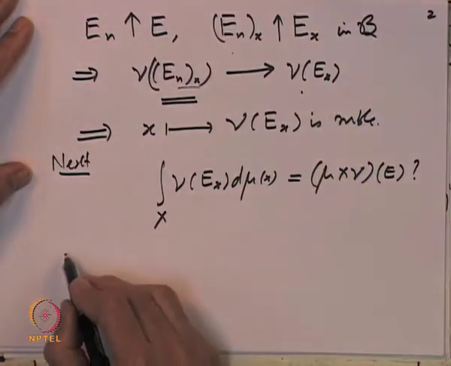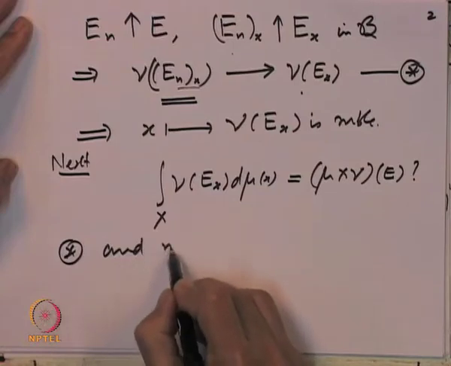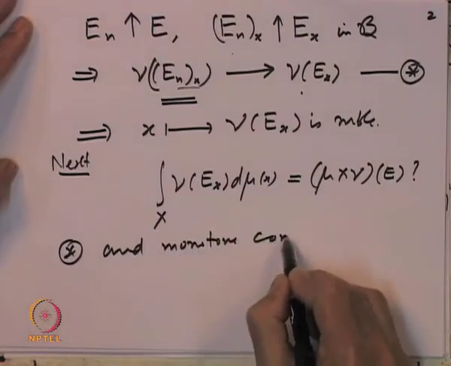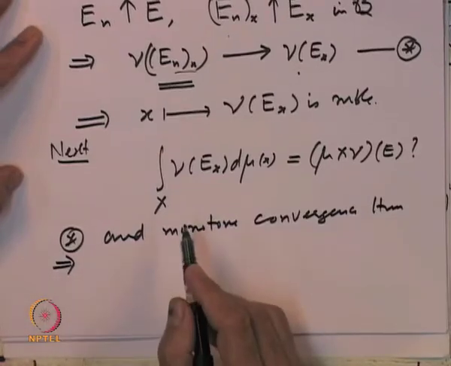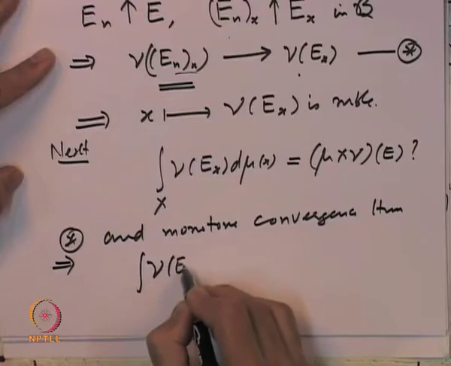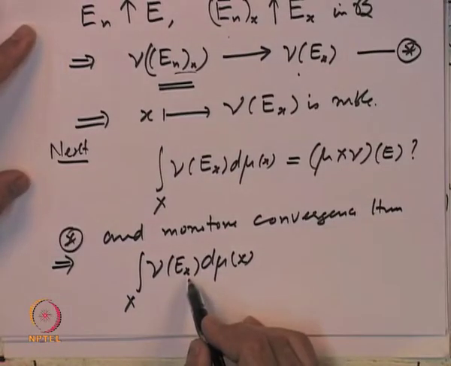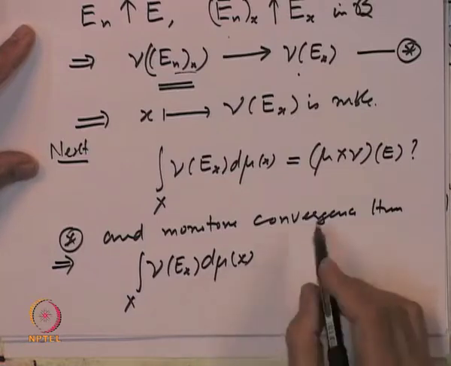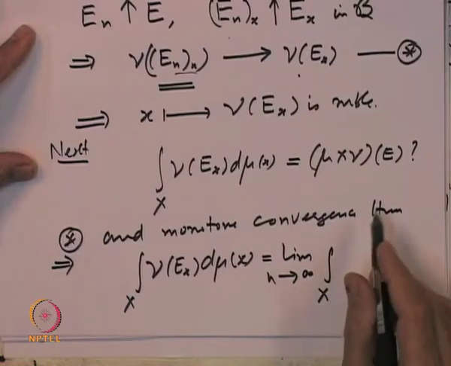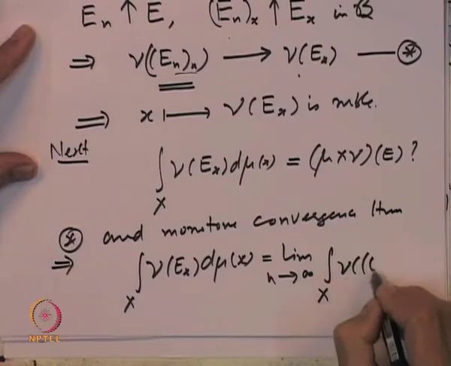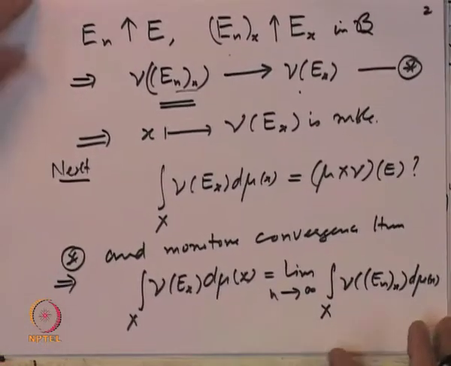So, once again this property star and the monotone convergence theorem apply, and they give us as a consequence that the integral of nu of E x d mu x over x, because nu of E x is the limit of an increasing sequence of non-negative measurable functions, must be equal to the limit as n goes to infinity of the integrals of the corresponding sequence of non-negative measurable functions, nu of E n section at x d mu x. So, this is an application of the monotone convergence theorem.